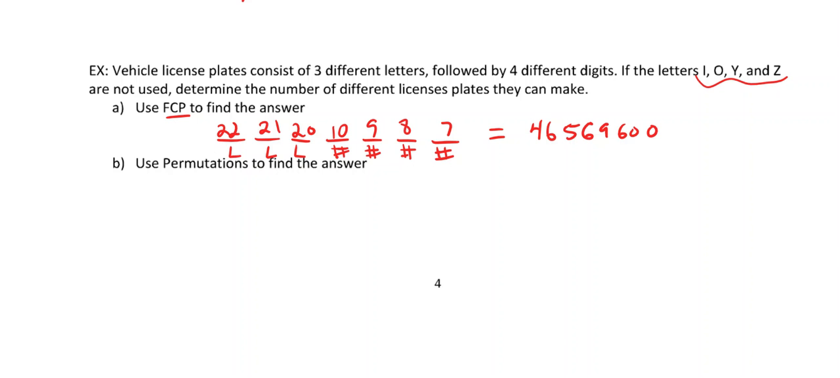Okay. So now it says use permutations to find the answer. We can use permutations from above by just focusing on the first part and the second part. So for the letters, that'd be the same thing as saying of the 22 letters to choose from, we're going to pick 3 of them. That is what this is saying right there. And then we just multiply that by, of the 10 numbers that we can pick from, we're going to pick 4 of them. And if you did that, we would end up with the exact same answer.